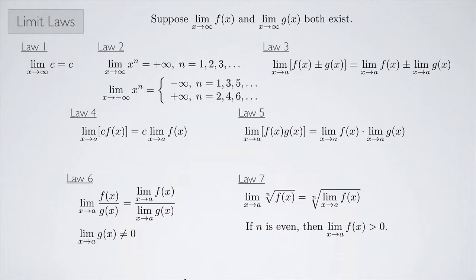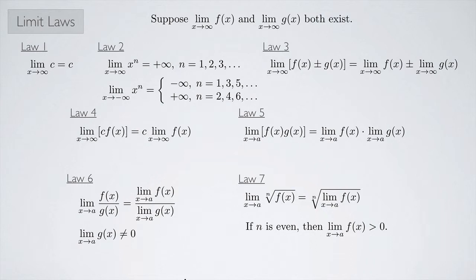Law 3 said that the limit of the sum or difference of functions was the sum or difference of the limits, and that still applies when x goes to infinity. For law 4, it said we could pull a constant outside the limit, and again, that still applies as x goes to infinity. For law 5, we had the limit of f of x times g of x being the limit of f of x times the limit of g of x.